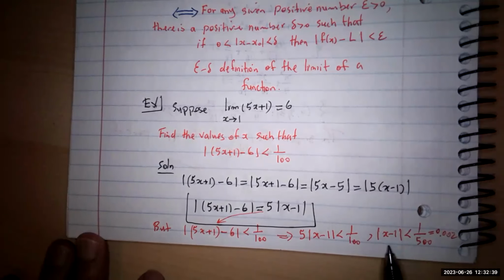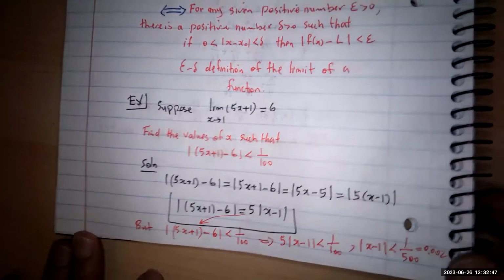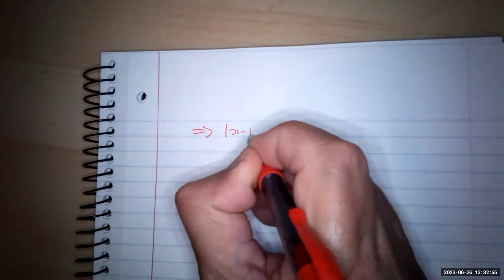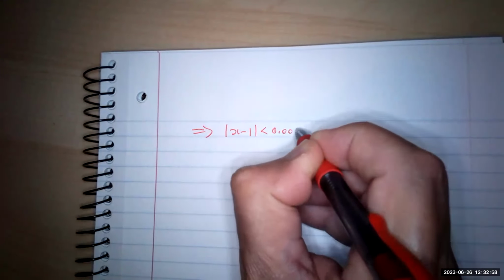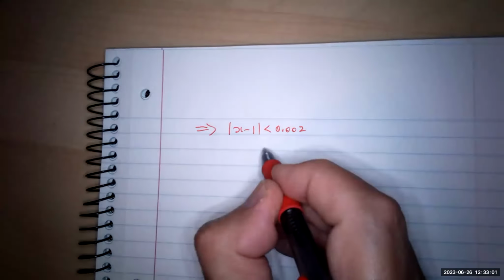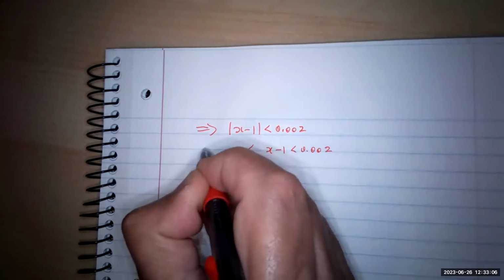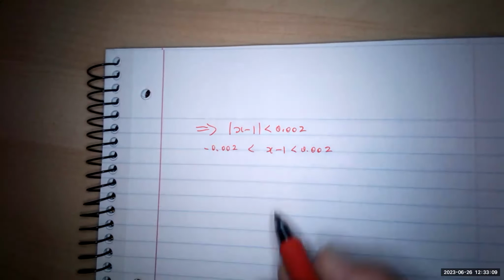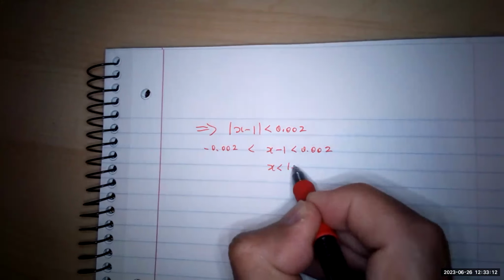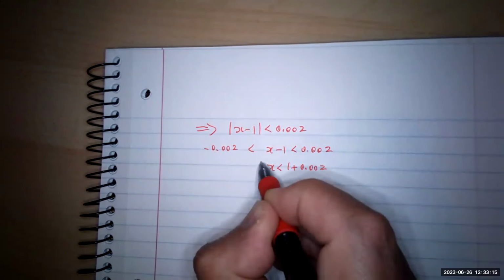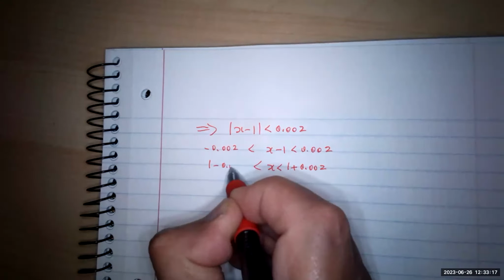So this means if you round the value of the x, with this percentage of error, let me just go to the next page to explain it. Remember, you are looking for the x. So we continue. We have the absolute value of x minus 1 less than 0.002. Open up the absolute value: negative 0.002 less than x minus 1 less than 0.002. Add 1 to both sides: 1 minus 0.002 and 1 plus 0.002.